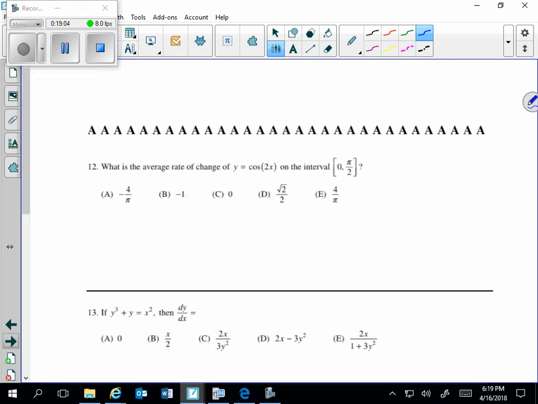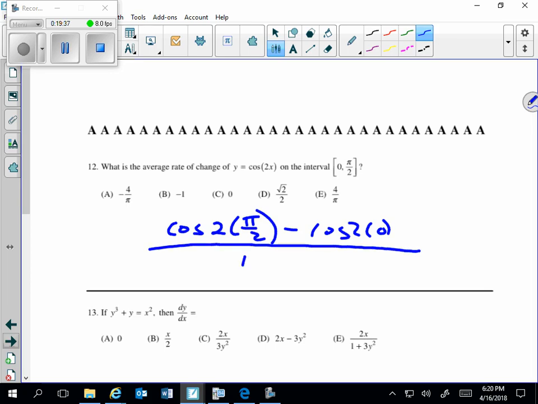Number 12. Average rate of change. Secant line, correct? When I know a function and I want the average rate of change over a given interval, I'm thinking y2 minus y1 over x2 minus x1. Slope of a secant line. So I simply plug in pi over 2. Cosine of 2 times pi over 2 minus the cosine of 2 times 0, divided by pi over 2 minus 0. y2 minus y1 over x2 minus x1.